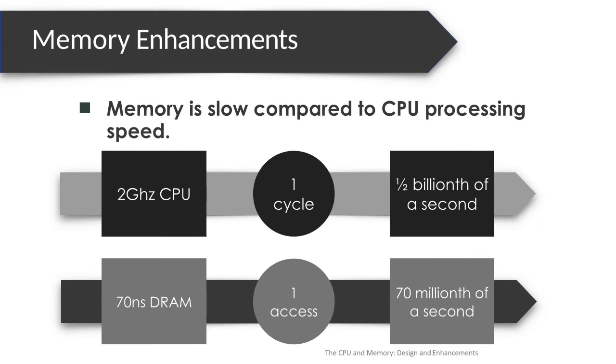In a computer environment, memory is slow compared to the CPU processing speed. For example, if we are using a 2 GHz CPU and a 70 nanosecond DRAM, the CPU can complete one cycle in half a billionth of a second. But the DRAM can complete one access only in 70 billionths of a second. In this comparison, it shows that the DRAM works much slower compared to the CPU. Therefore, to solve this problem, memory enhancement is needed.